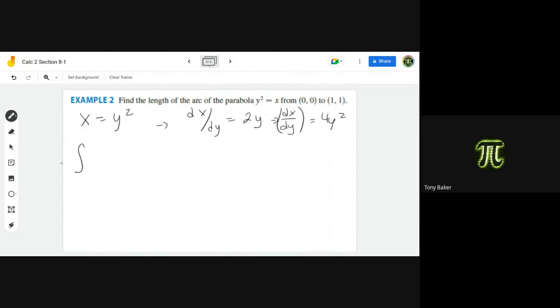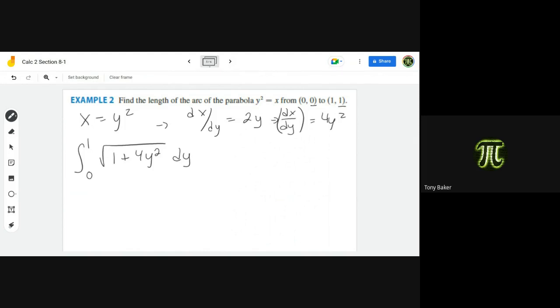So I can set up my integral now. What am I going from? Well, this one works out nice because they're the same numbers. I'm doing it in terms of y, so I'm looking at my y values. So it's 0 to 1. They were nice to you and made the same ones. Square root of 1 plus 4y squared dy.